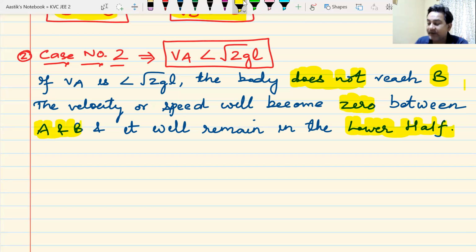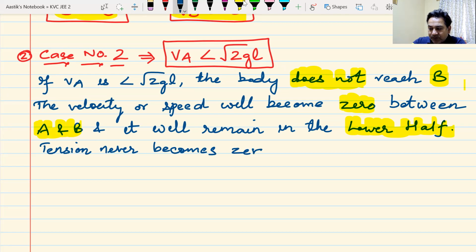Do we understand it up till here? Yes or no? Yes, sir. Tension never becomes 0 because it is in the lower half. Remember, in the lower half, tension will never become 0. This is the condition where the body remains in the lower half. Nothing happens. It cannot reach point B. It will just remain moving like this.